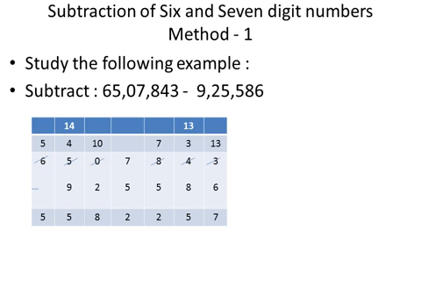You have learned to carry out subtraction of 5-digit number. Now we subtract 65,07,843 minus 9,25,586. Arrange the numbers and then we subtract from ones place. We cannot subtract 6 from 3. So we borrow 1 from tens place.